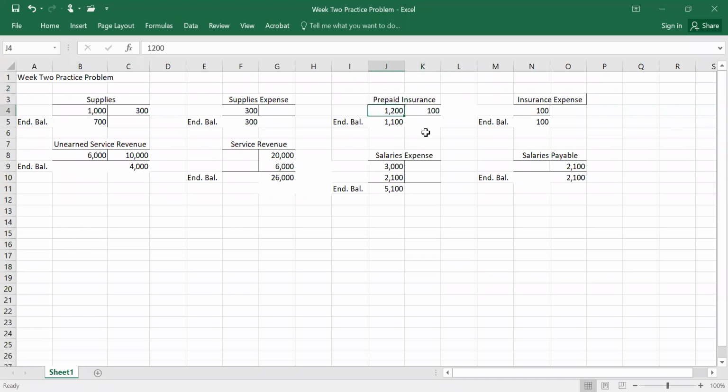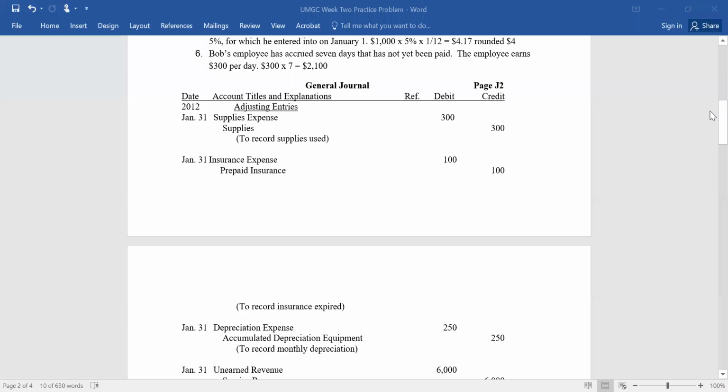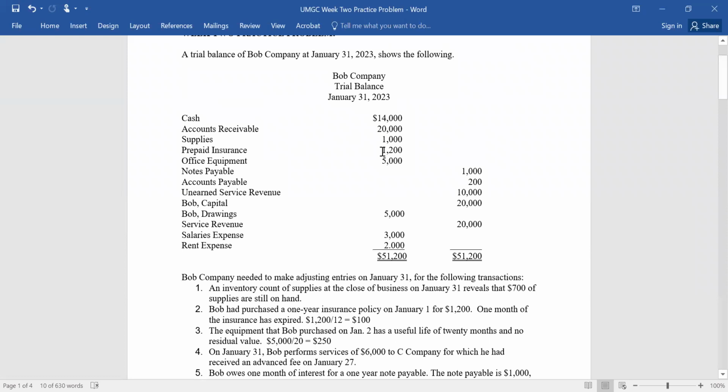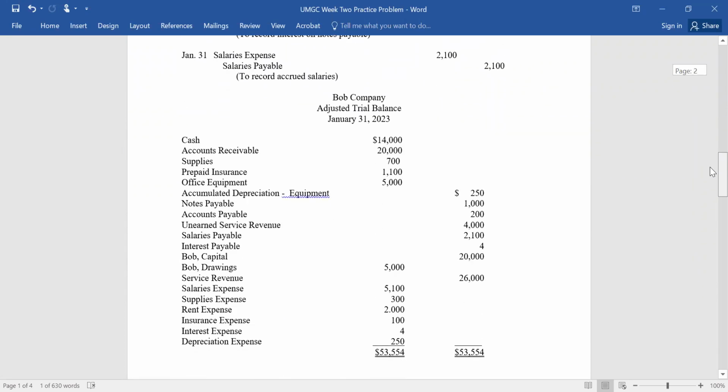So let me show you the T account for this. If I had 1,200, which is what I did have, and I reduce that by crediting it 100, my ending balance is 1,100. And then here's the insurance expense. Let me show you the adjusted trial balance that would be created after this. Originally prepaid insurance is 1,200. In the adjusted trial balance, that prepaid insurance is now 1,100, and I have my insurance expense right here of $100.